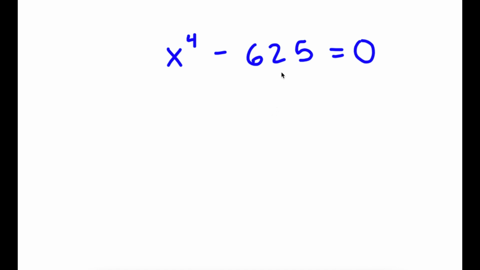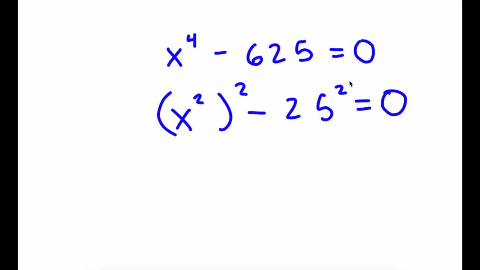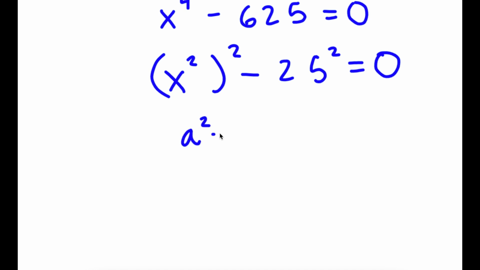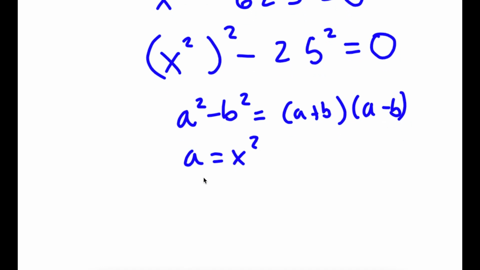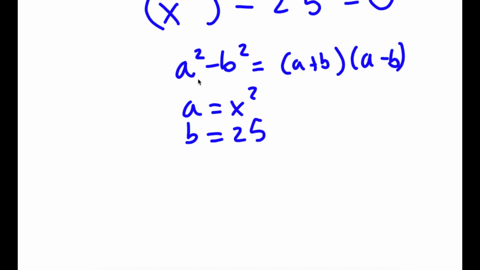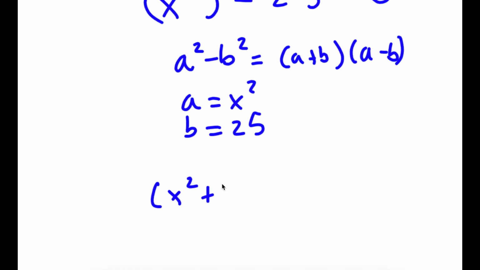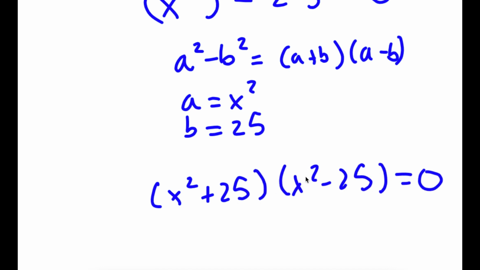Alright, so in this problem, I have x to the power of 4 minus 625 is equal to 0. So to solve this, I'm going to first start by rewriting x to the power of 4 here as x squared to the power of 2, and rewriting 625 as 25 squared. Now, if I have something in the form a squared minus b squared, this is equal to a plus b times a minus b. So in this case, a is x squared and b is 25. So now I have x squared plus 25 times x squared minus 25 is equal to 0.